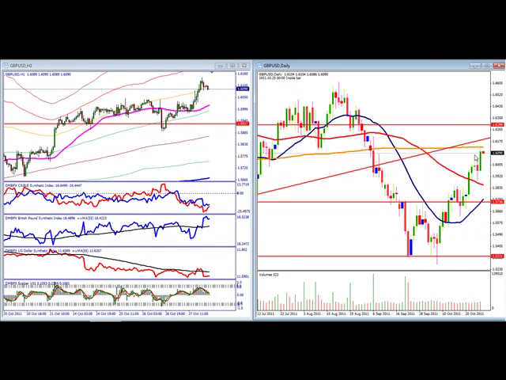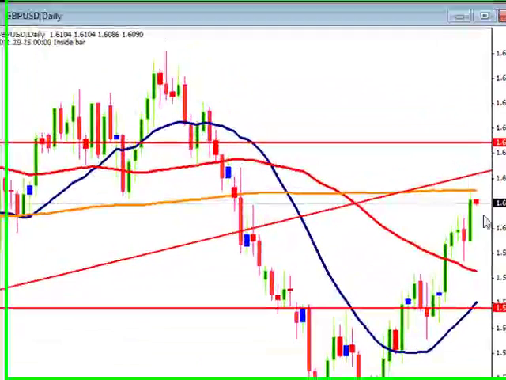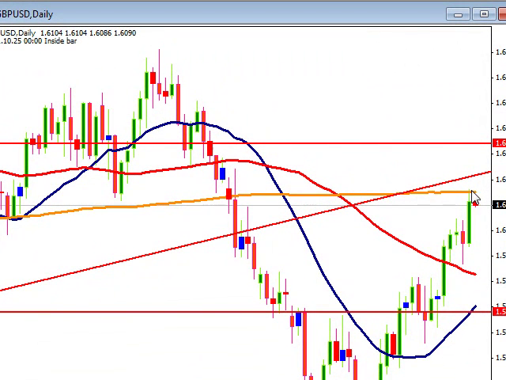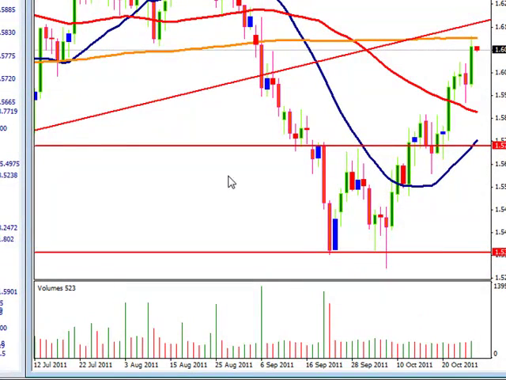Here we are with the pound dollar. It made a run all the way up here to the 200 moving average. Once again, is it coincidental that the sellers picked that as an area to push us lower? I think not.